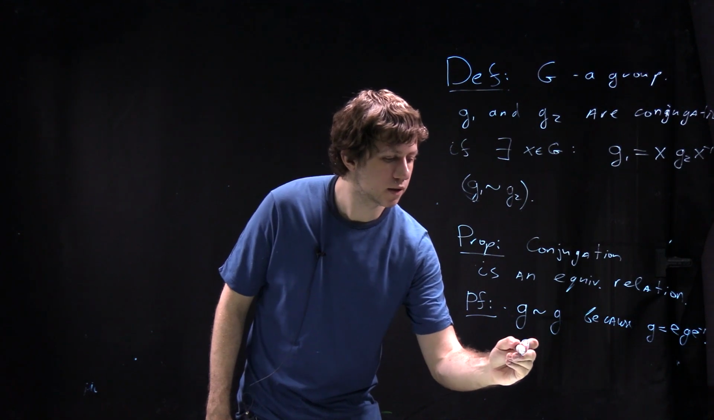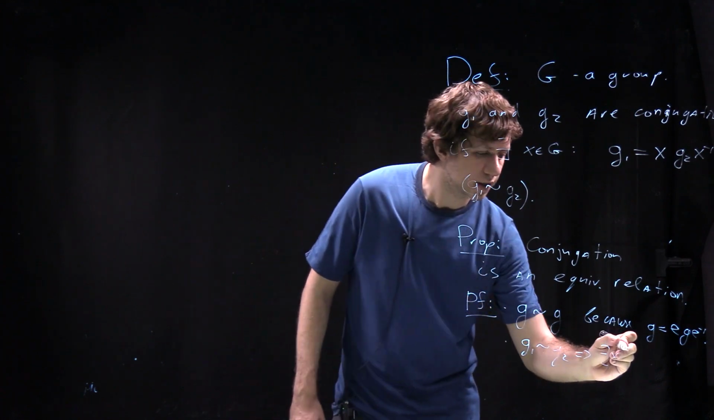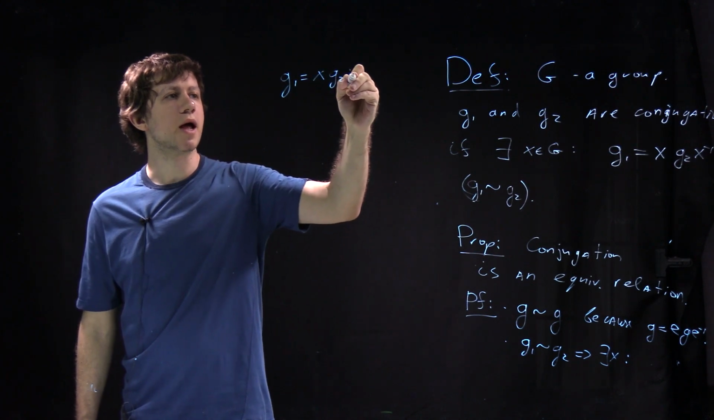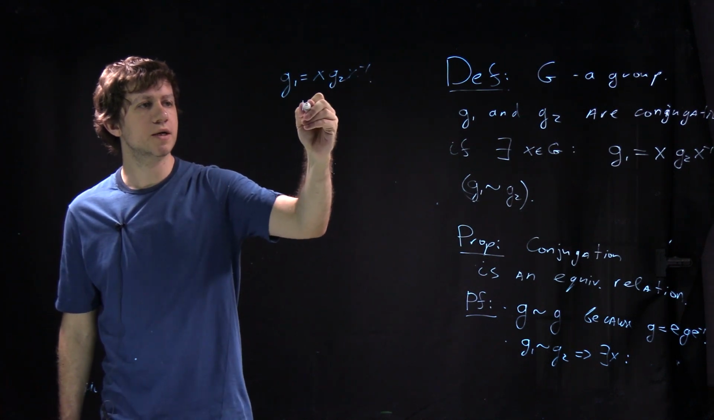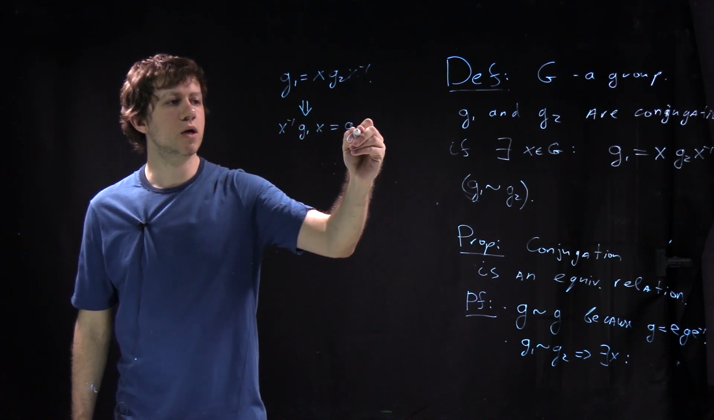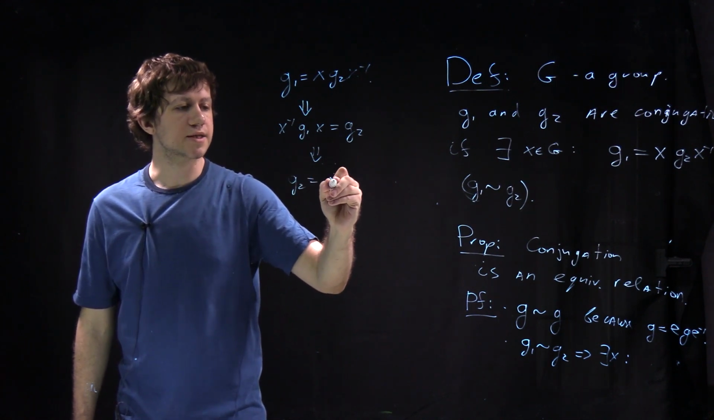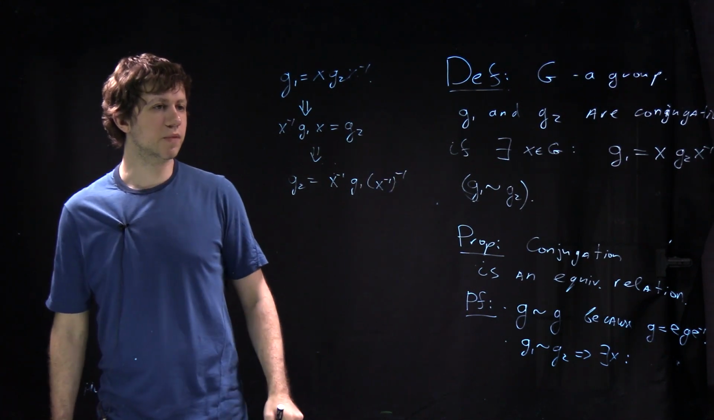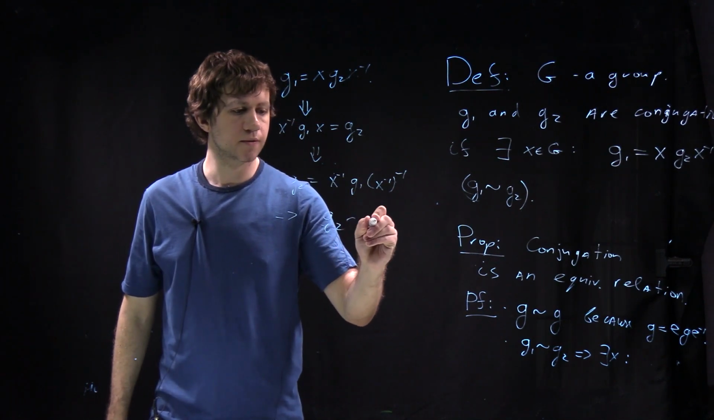So if g1 is conjugate to g2, that means that there exists some x in my group such that g1 is equal to x g2 x inverse. But then I can multiply by x inverse from the left and x on the right. That implies that x inverse g1 x equals g2. So now it means that g2 is equal to x inverse g1 (x inverse) inverse, because remember, double inverse is just x. So g2 is conjugate to g1.